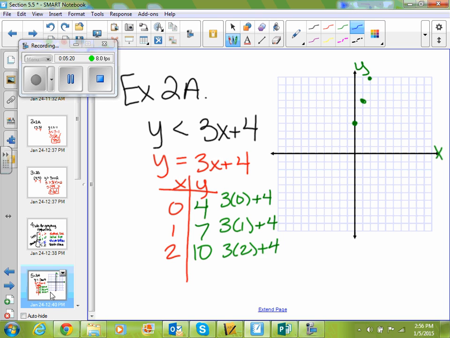Okay, now that we have those points, now we get to look at our inequality symbol to decide what type of line we're going to have. You always look at your line rule first. So since that is less than, is it a dashed line or solid line? Dashed, right? It doesn't include the line underneath, so it's a dashed line.